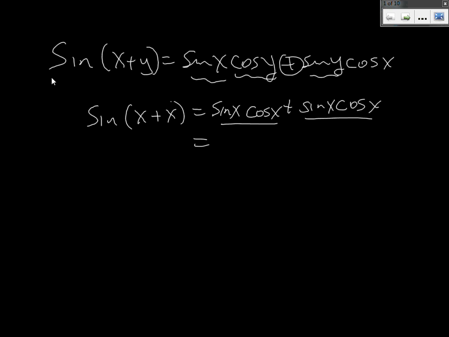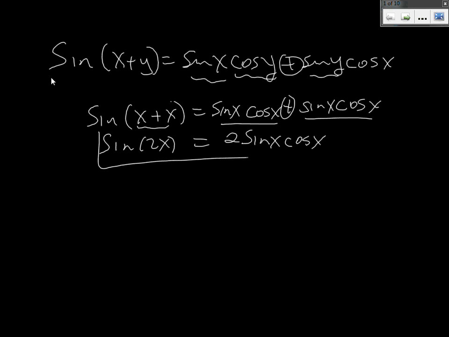Complicated looking or not, if you add the same thing to itself 2 times, you get back the same thing doubled. One last thing, x plus x is 2x. There is the double angle formula for sine of 2x.